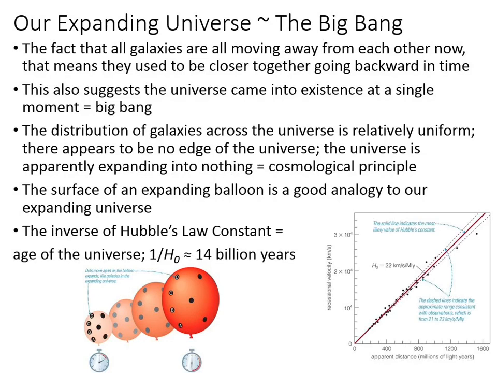I mentioned something about taking the inverse of the slope of the line that Hubble drew, the inverse of Hubble's law constant, and you do get about 14 billion years. That's actually the time when, going backwards, that balloon was the point of singularity. It was all together 14 billion years ago.